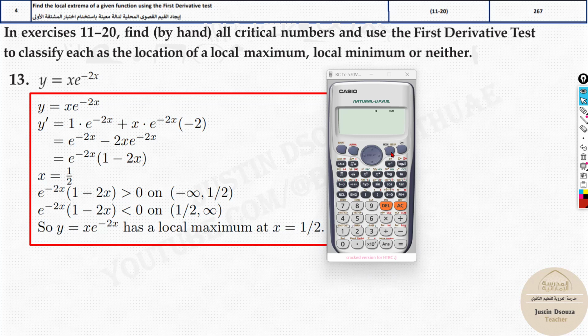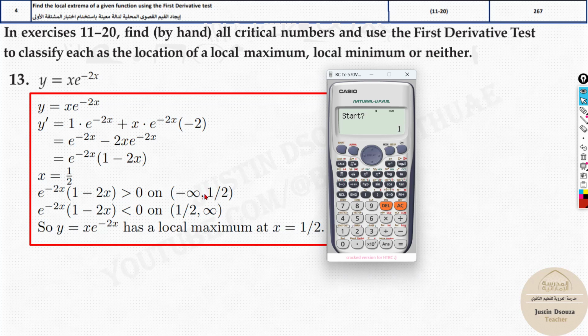Now, what I'll do over here is go to mode 7 and type this equation: X, multiply it with e, the exponential. You have to press shift and natural logarithm, which gives you exponential, then minus 2x. Here I've typed in the equation. We are just solving for one equation, so this one is empty. If you have the latest model, this option pops up. Just ignore that.